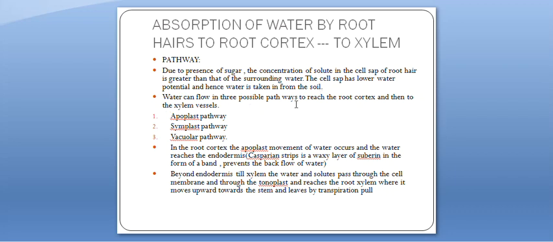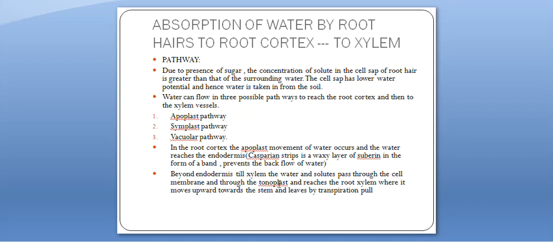Water can flow in three possible pathways to reach the root cortex and then the xylem vessel. What are the three pathways? Apoplast pathway, symplast and vacuolar pathway. In the root cortex, the apoplast movement of water occurs and the water reaches the endodermis. In the endodermis, we get strips of cells called Casparian strips, which are made up of a waxy layer called suberin, which forms a band, and they prevent the backflow of water and help in movement of the water into the endodermis.